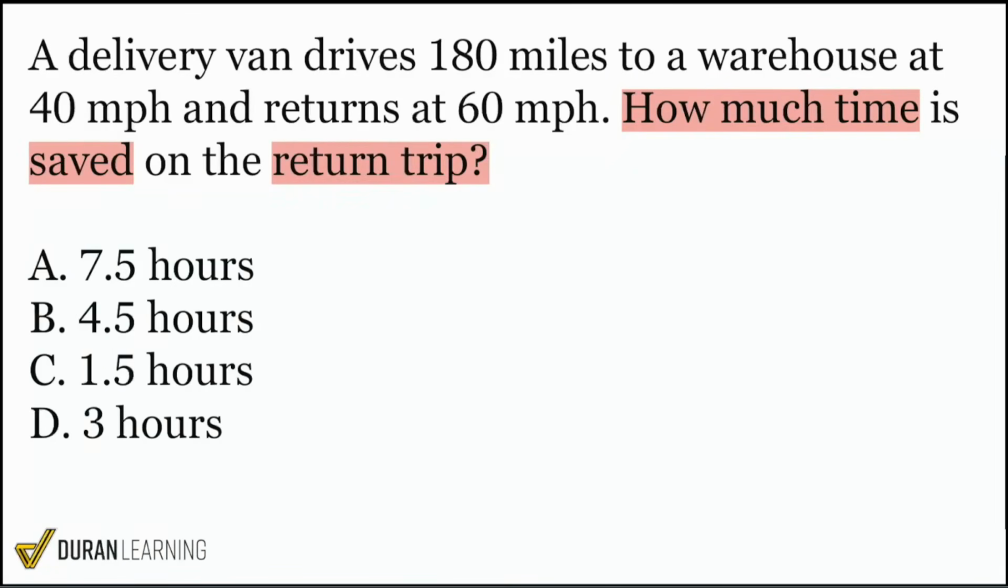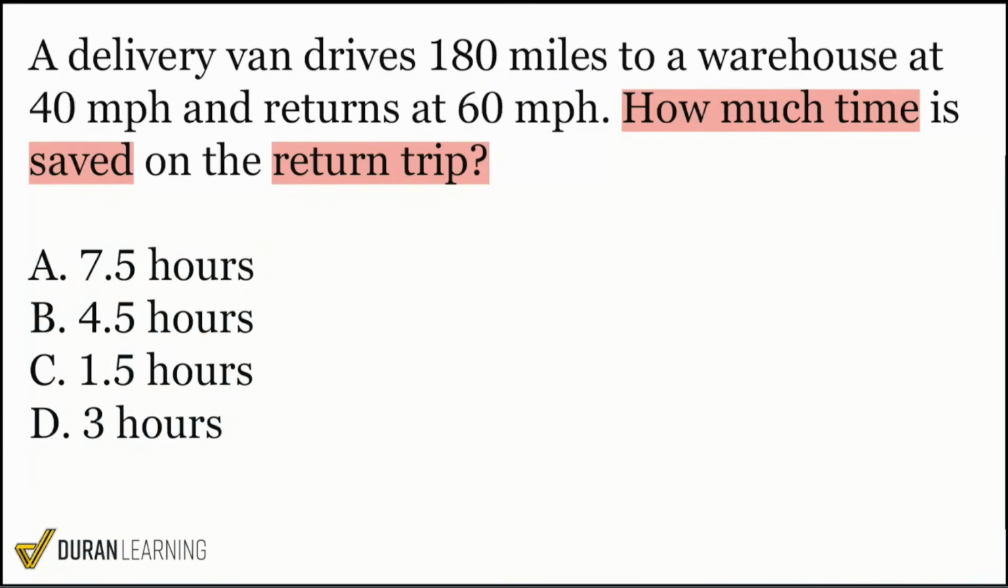Okay, so my understanding about that, I'm going to read the actual story to help back up what I'm about to say, but I'm going to say we're going to subtract. Here's how I know. It says a delivery van drives this distance to the warehouse at this speed and then returns at this speed. So it looks like we go a certain speed there and then a certain speed back.